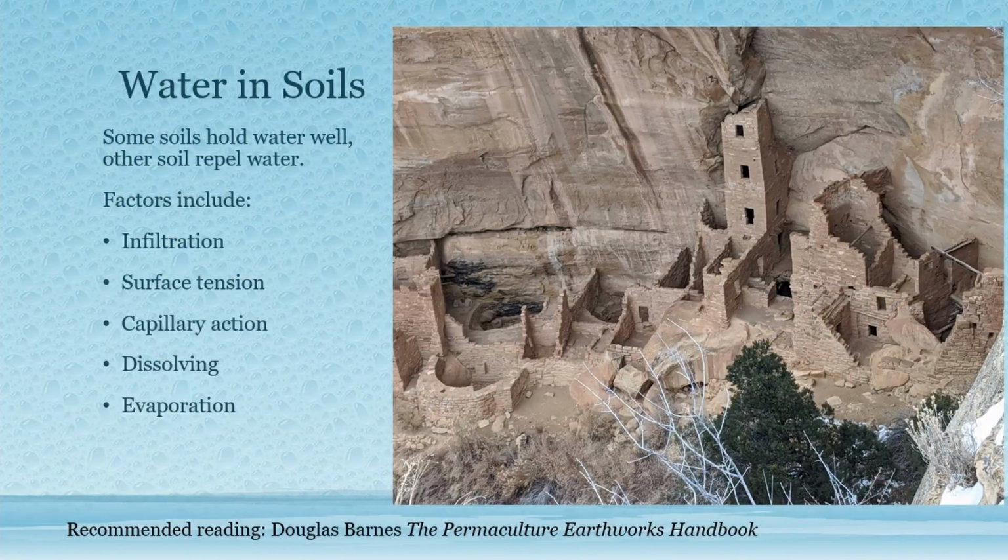There are different ways that water can go into soil. We talk about infiltration as an ability of the water. It's more an ability of the soil to allow it to infiltrate. And then if it doesn't infiltrate, you'll get surface tension. And where it's pooling slightly, you might get capillary action. Dissolving happens. But if none of that happens and there are pools of water on the surface, you're going to get evaporation.